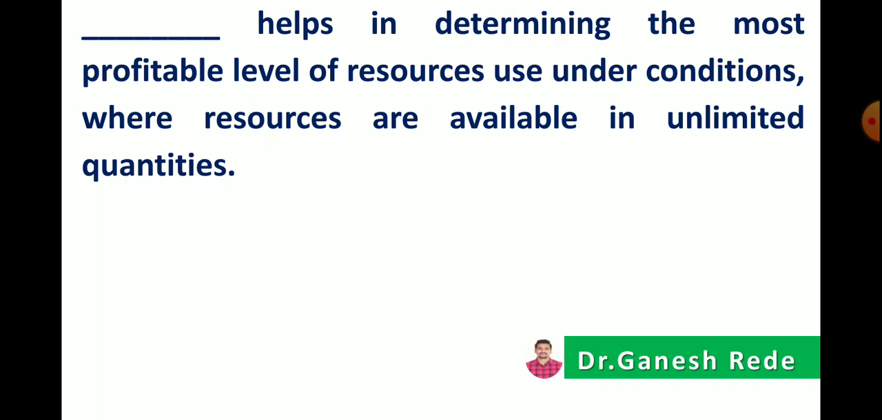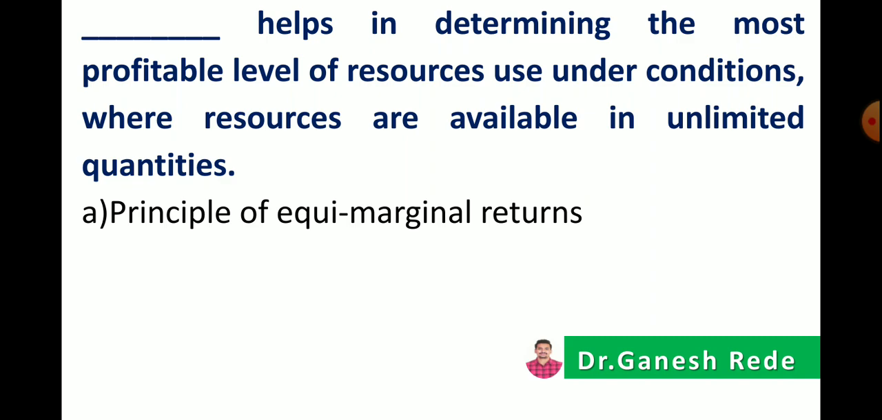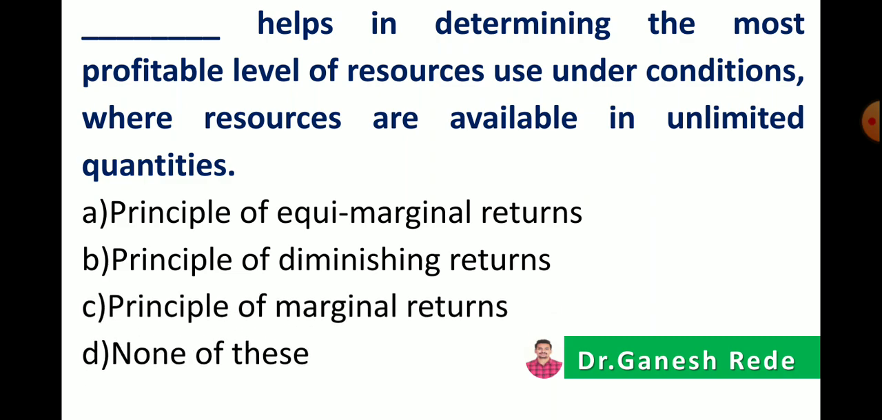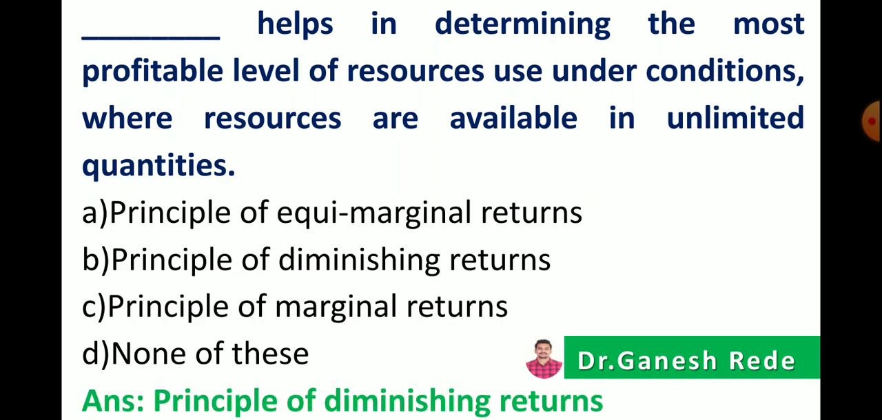Next, dash dash helps in determining the most profitable level of resource use under conditions where resources are available in unlimited quantities. Option A, principle of equimarginal returns; option B, principle of diminishing returns; option C, principle of marginal returns; or none of these. Correct answer is principle of diminishing returns helps in determining the most profitable level of resource use under conditions where resources are available in unlimited quantities.